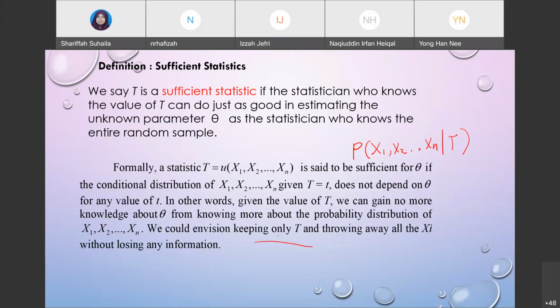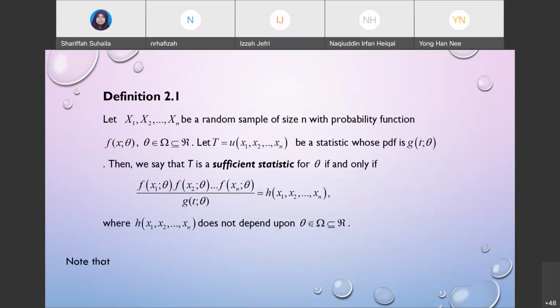Okay, so let's say we can only keep T and then throw away all the observations without losing any information. So apa-apa pun kita boleh expresskan dalam bentuk sufficient statistic. Okay, so that is enough for us to represent it, ataupun to express dia punya value in terms of the statistics. Okay, so this is the definition.